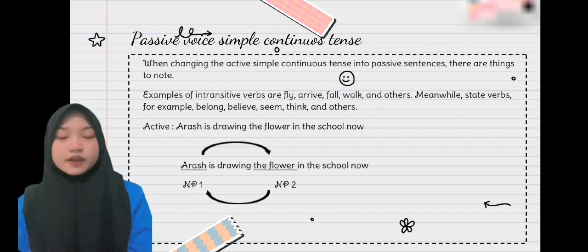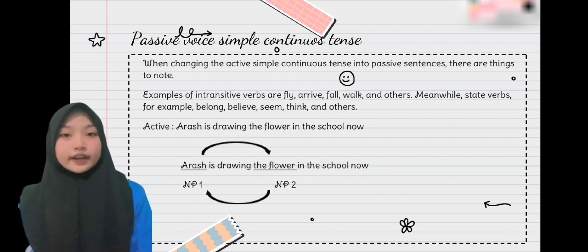The examples of intransitive verbs are fly, arrive, fall, walk, and others. Meanwhile, state verbs are, for example, belong, believe, seem, think, and others. Also keep in mind that sometimes the person or subject performing the action can be omitted in the passive voice.